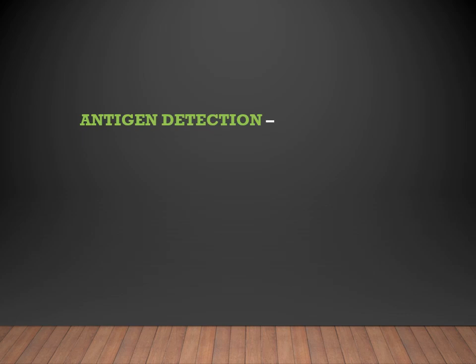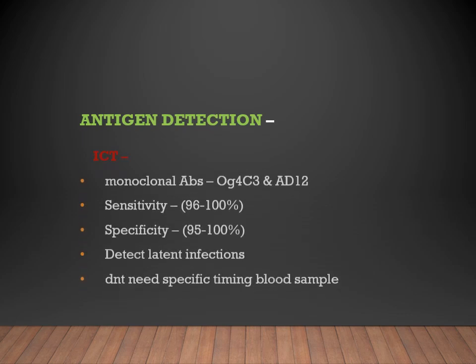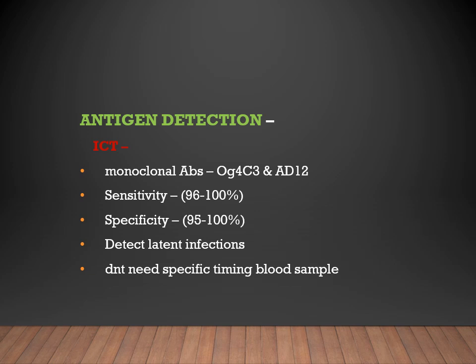Now the second test, we can go for antigen detection. For that you can use the immunochromatographic technique, which is preferred for all these rapid tests. In this, monoclonal antibodies are used for detecting these antigens, and sensitivity and specificity are very good. What is the advantage over microscopy? There is no specific timing for the blood sample. You can collect the blood sample at any time, and it is useful in latent infection also. So you can go for the antigen.